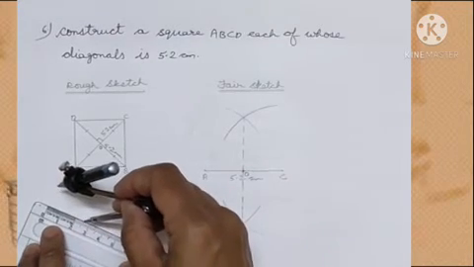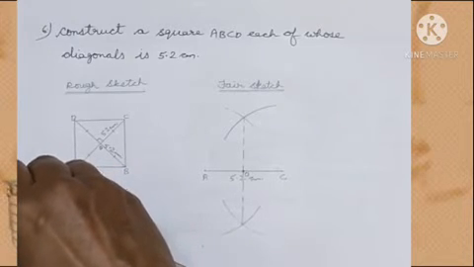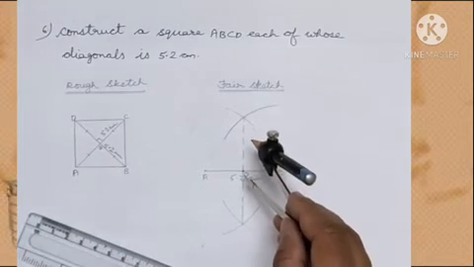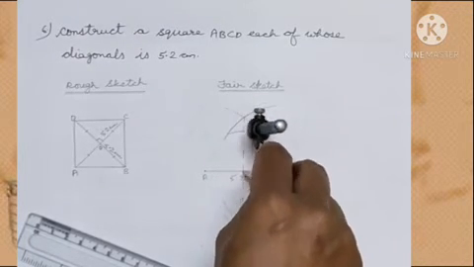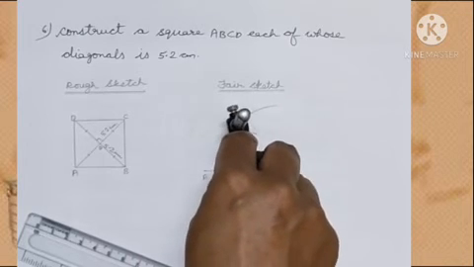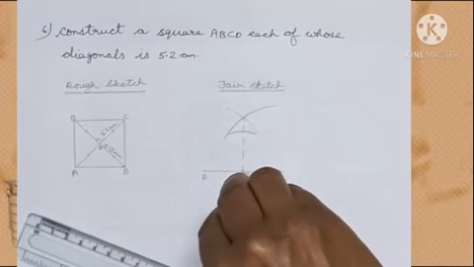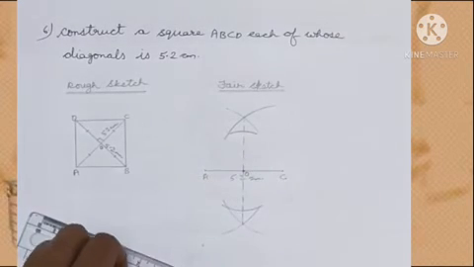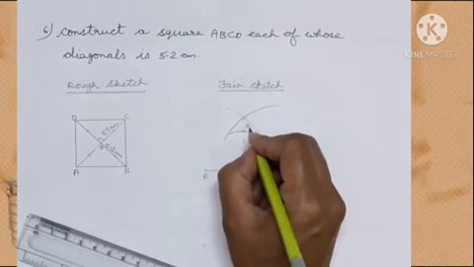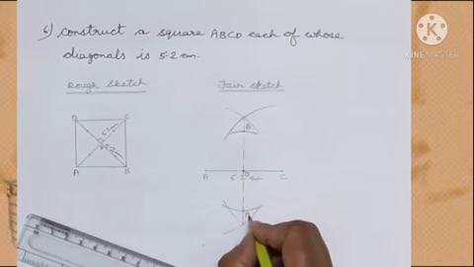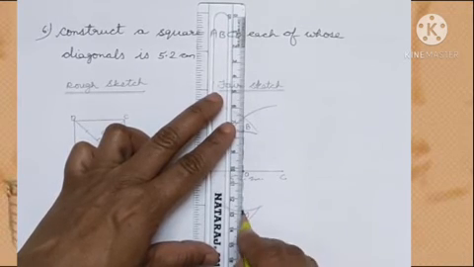From O we draw arcs of 2.6 cm, as half of 5.2 is 2.6. So we take 2.6 cm in the compass and draw an arc from center point O on the bisector upside and downside. Where these arcs intersect the bisector, we put points B and D, and we join these BD.